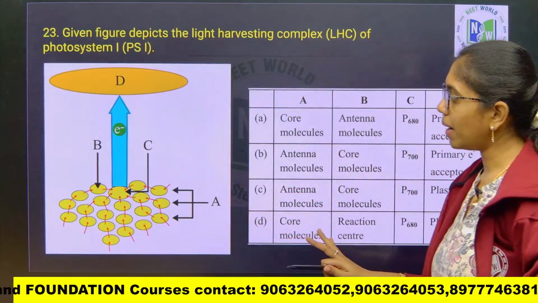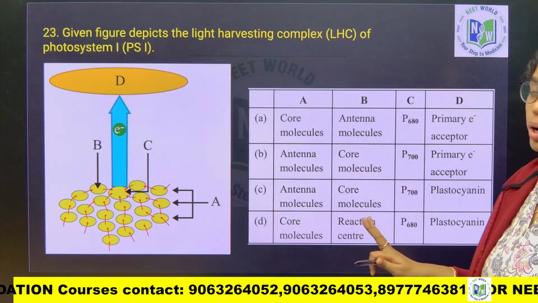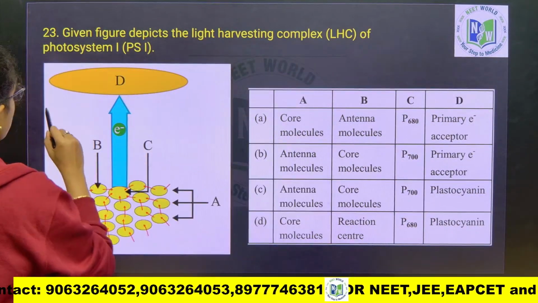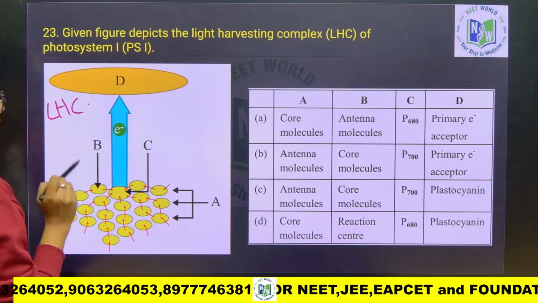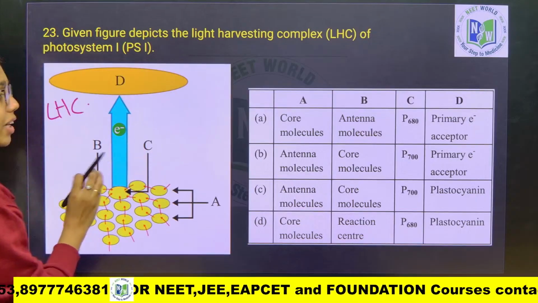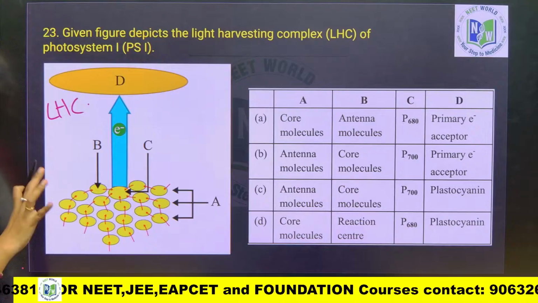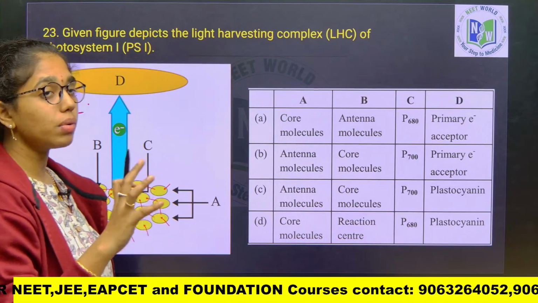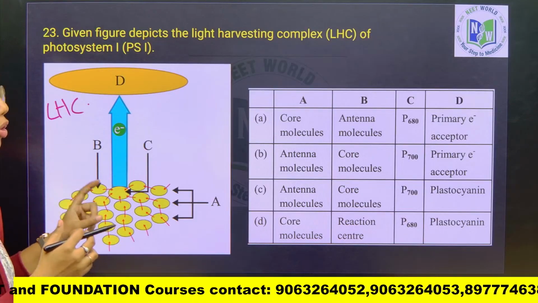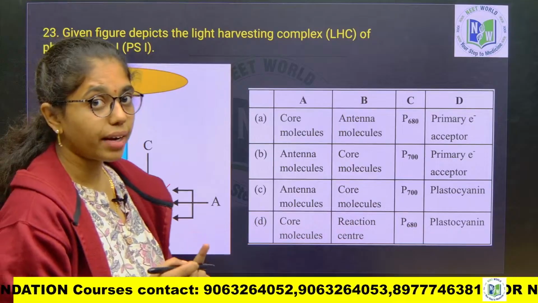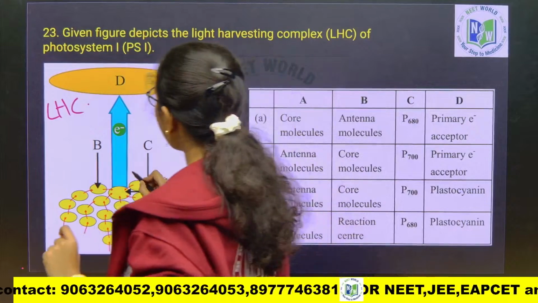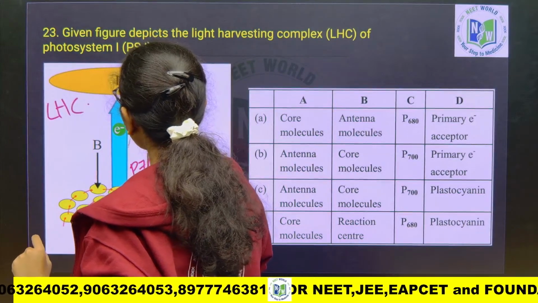This diagram-based question is very important. Look here, this is from the light harvesting complex, where you can see antenna pigments or accessory pigments and the core pigment also. The given figure depicts the light harvesting complex of photosystem 1. So in photosystem 1, the reaction center will have what wavelength? P700. So P700 will be the reaction center.